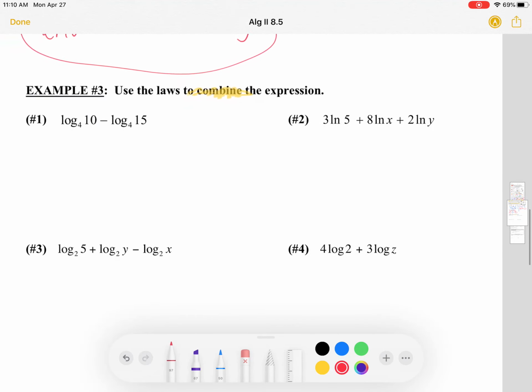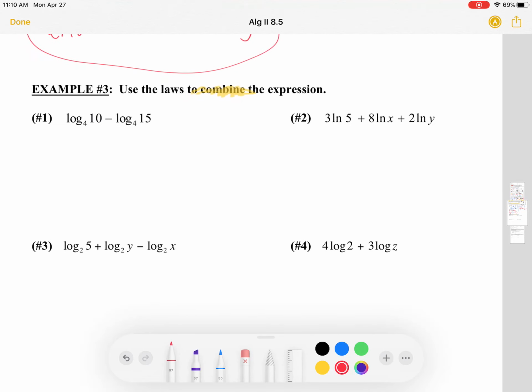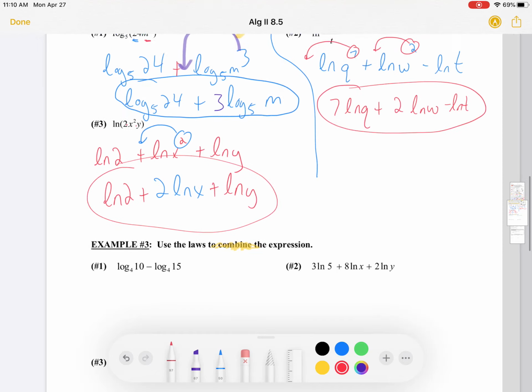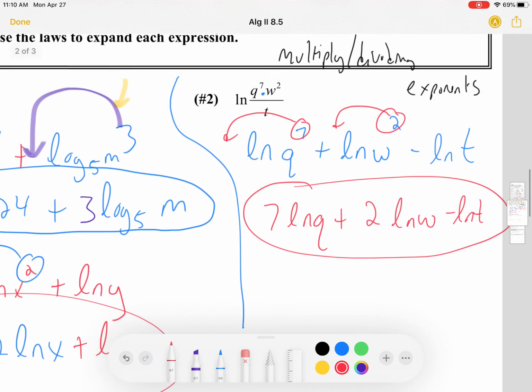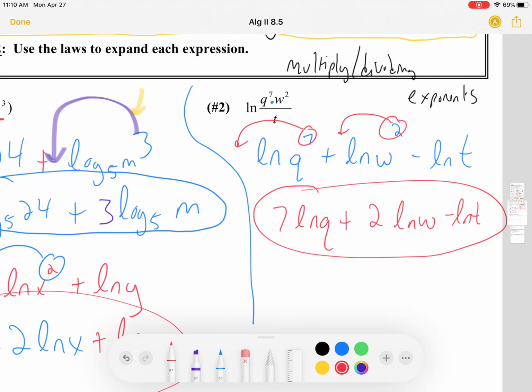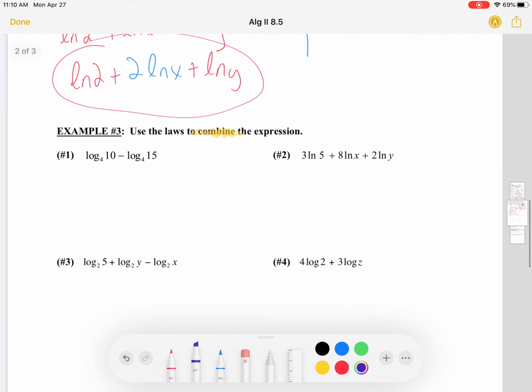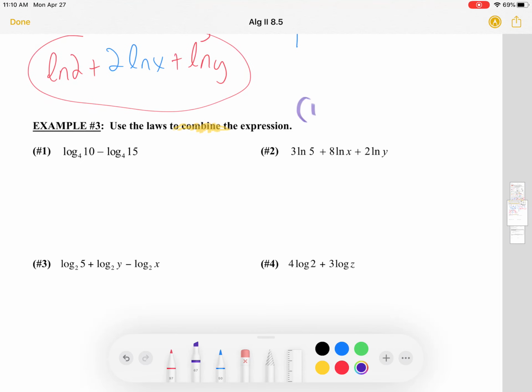Okay, we're on to example 3 now. Now we're combining. So you got to think, okay, what does combine mean? I'm going to smush them together. Something that's big, I'm going to make it smaller. The only thing to worry about now is, before, when we expanded, we did multiply, divide first, then exponents. Now, when we combine, we're going to do exponents first, and then we're going to take care of multiply or divide.